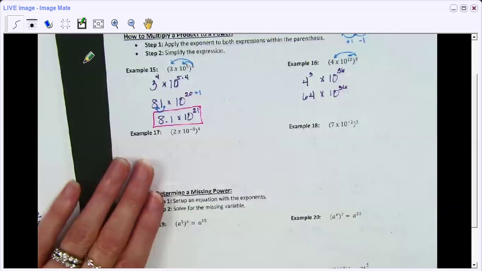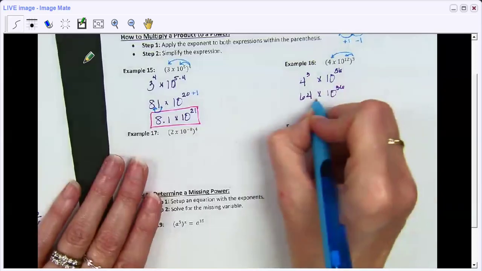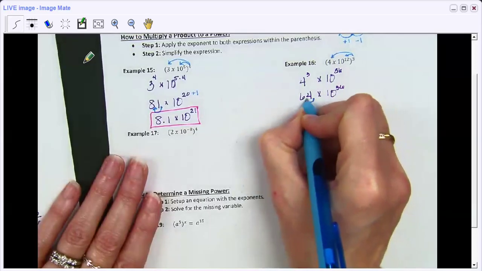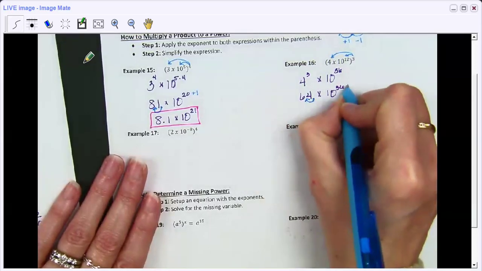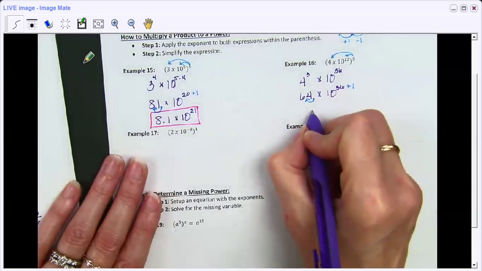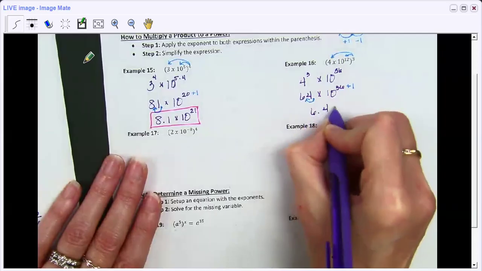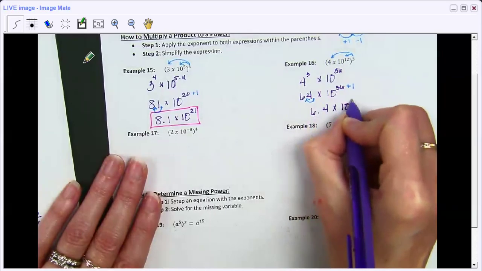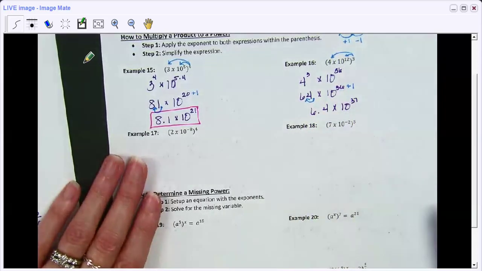Now we need to move our decimal. Since we move it 1 place to the left, we're going to add 1 to our exponent. 6.4 times 10 to the power of 37.